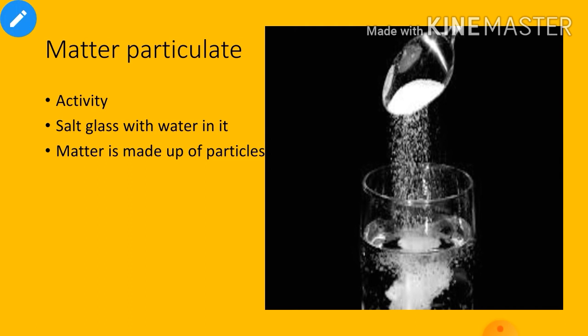That means if matter was continuous, for example, if a piece of stone is kept in water, our observations are that the water level rises and the stone is visible in the water. In this case, since salt is dissolved in water, we cannot see salt, we cannot even see the rise in water level. Therefore, we can say that matter is made up of particles.